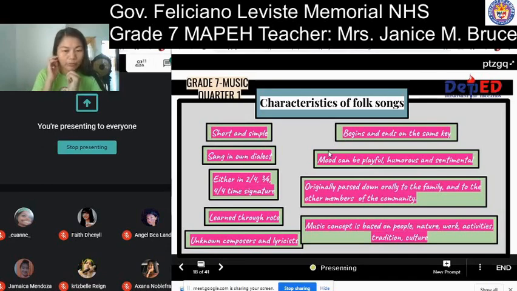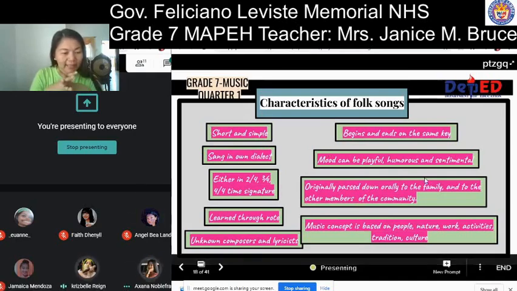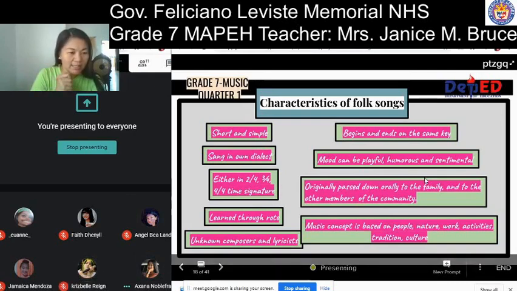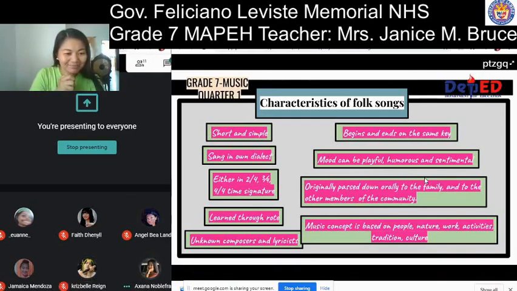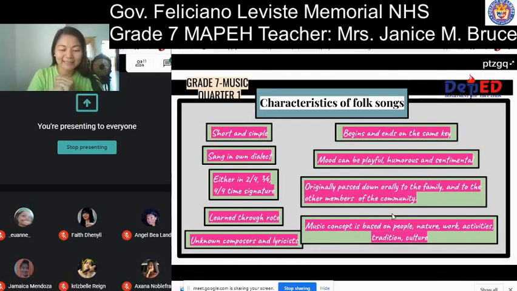Next is learned through rote. So it's a repetition. Okay, it means repeating. And unknown composers and lyricists. What does it mean by that? Okay. Any other hand? Why don't we give others a chance? Okay, see? All right, so let's go. Aksana then. Aksana, what were you thinking about? Unknown composers and lyricists.